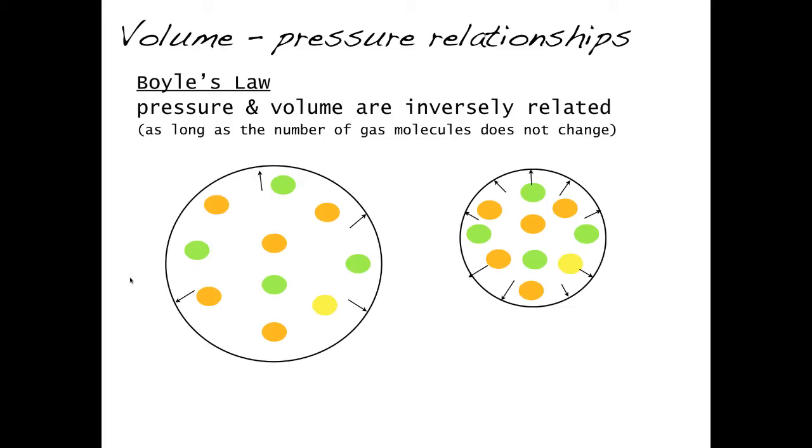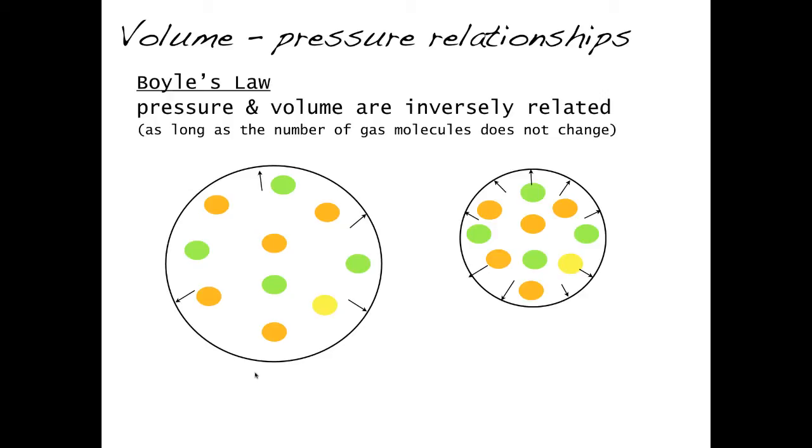When we talk about volume-pressure relationships, we call this Boyle's Law, in that pressure and volume are inversely related, as long as the number of gas molecules does not change. So to simplify this, I've got two containers. They have different volumes. The one on the left is larger, while the one on the right is smaller. They both have the same number of gas molecules. We can see here that the container that has a larger volume has a lower pressure. So therefore, higher volume is inverse to lower pressure. When one goes up, the other goes down.